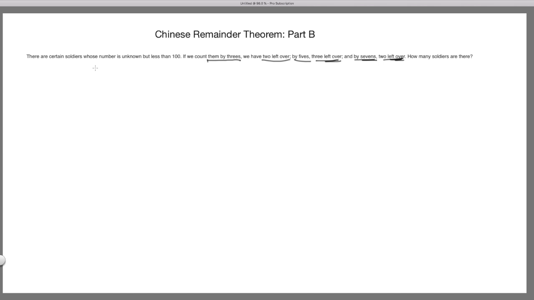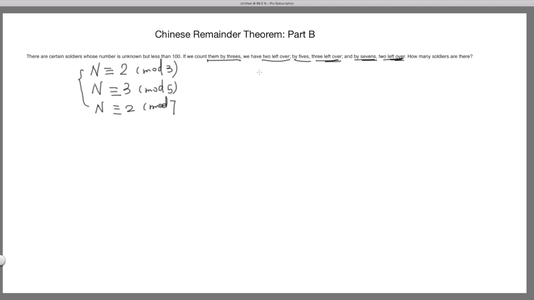As we said during part A, the question really is equivalent to find n such that n is congruent to 2 modulo 3 and is congruent to 3 modulo 5 and n is congruent to 2 modulo 7. So the goal of this Chinese remainder theorem is to find a method to figure out this n.